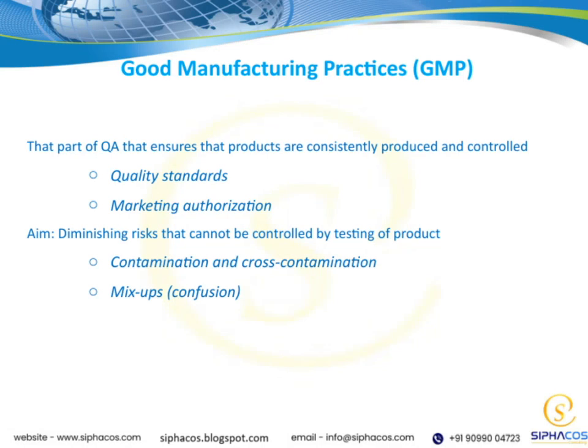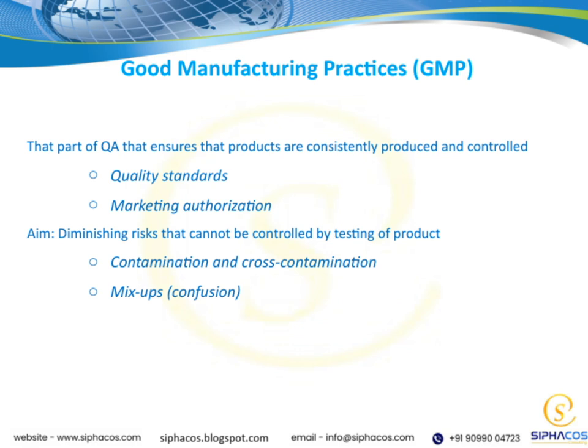So in this slide, I want to focus on that part of quality assurance, or QA, which is all about making sure that products are consistently produced and controlled. This is crucial because it ensures that every batch of a product meets the same high standards. We achieve this through setting and adhering to clear quality standards and obtaining proper marketing authorization. These are key because they serve as official guarantees that the product is safe and effective for consumers. The main goal here is to diminish risks that we cannot simply eliminate through testing alone.